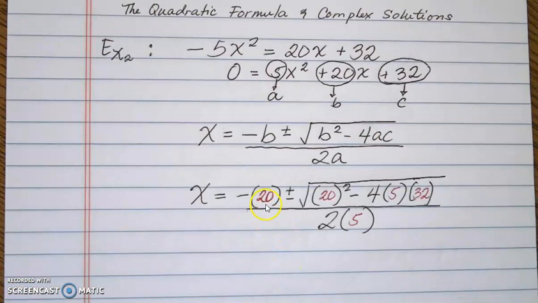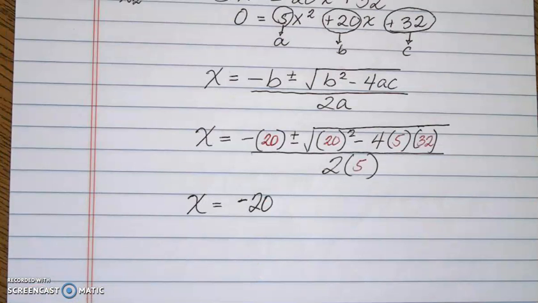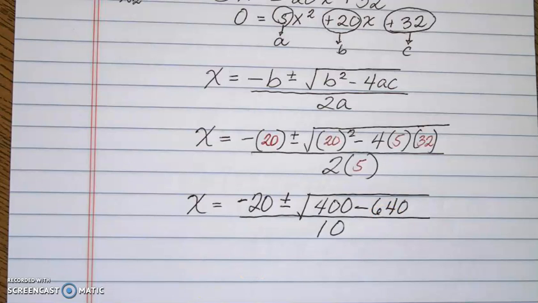So your b is 20. This is 20. This is a. This is c all over 2a. So this is a. Now start solving. All right. So x equals negative 20 plus or minus square root of 20 squared is 400. Negative 4 times 5 is 20. Times 32 is negative 640. And then all over 10.